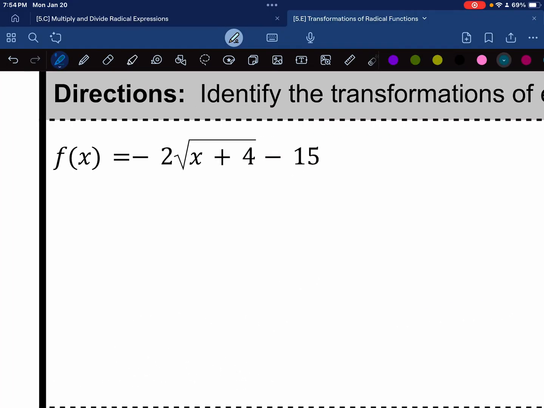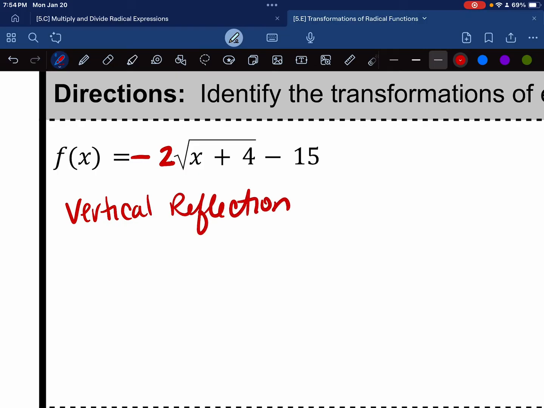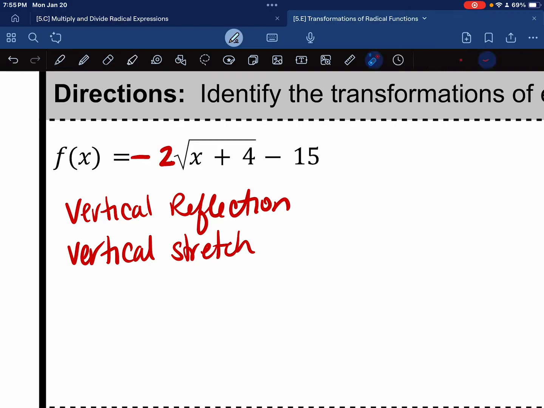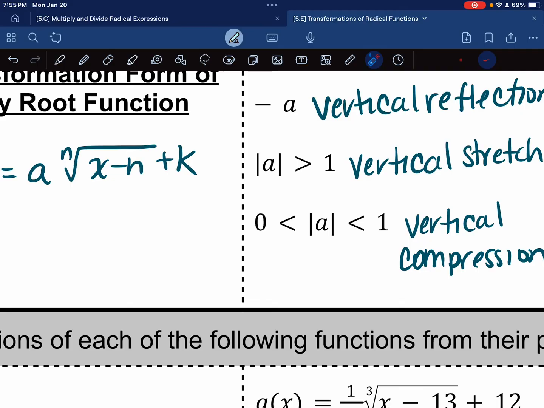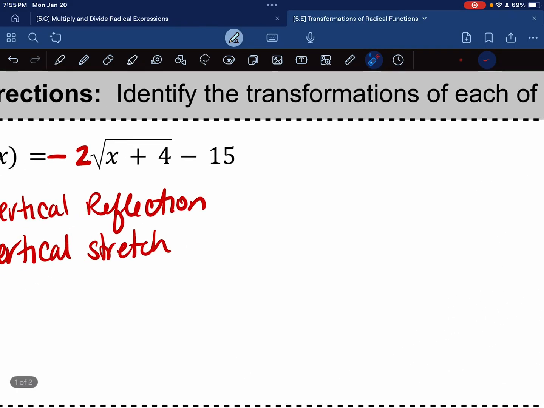So starting out here, the negative right here in front of the 2. This is your A value, it is -2. So the negative gives you the vertical reflection. And the 2 gives you the vertical stretch. Remember, your A value can have those two separate things that happen. Just imagine the 2 as the magnitude, which is why we started putting the absolute values on here. So the size of the number has to be bigger than 1.